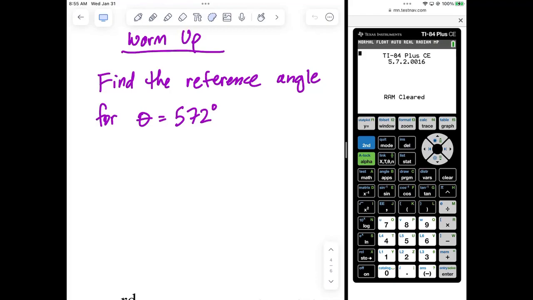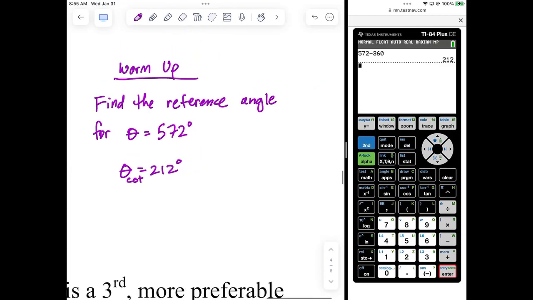So I need to figure out where this guy lands. He's bigger than one rotation, isn't he? But he's not so much bigger than one rotation that I need to do the dividing out 360 and cancel rotations method. All I got to do is just subtract 360 from it, and I get 212. So what type of angle then do we call 212? Well, how is it related to 572? It's coterminal. Thank you, Wyatt. So I'm going to put subscript coterminal there. Or you can use the symbol: 572 degrees is coterminal with 212 degrees.